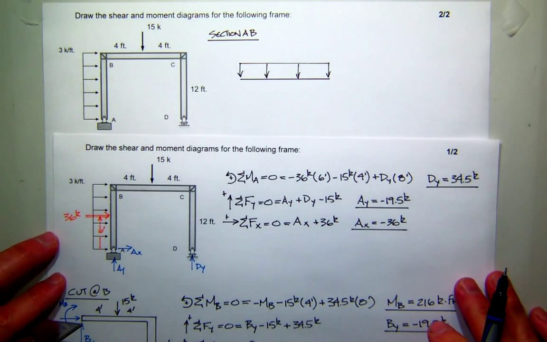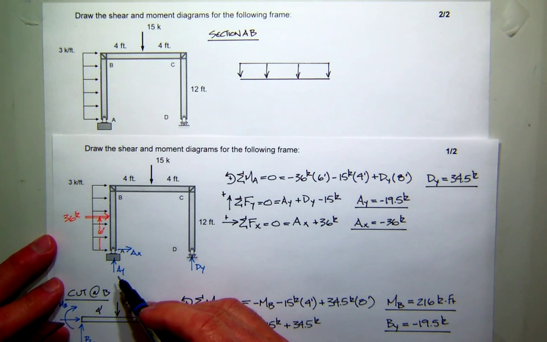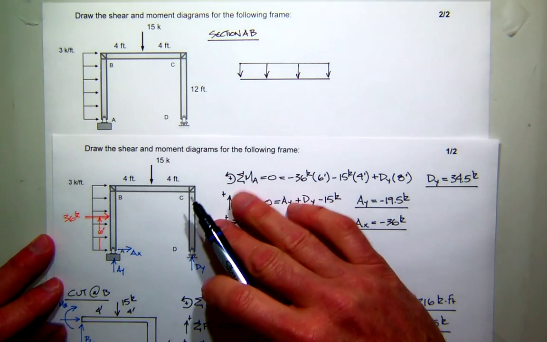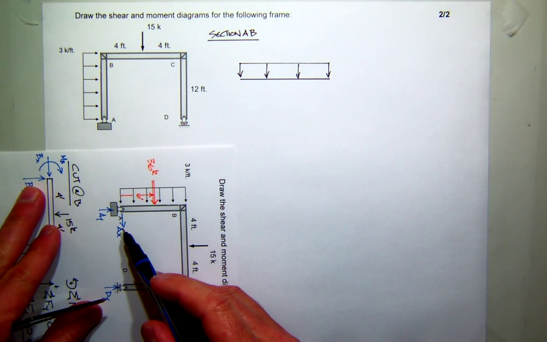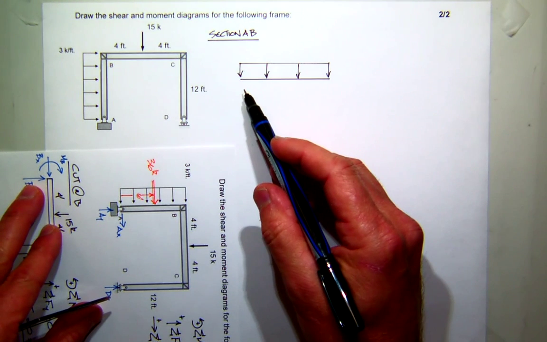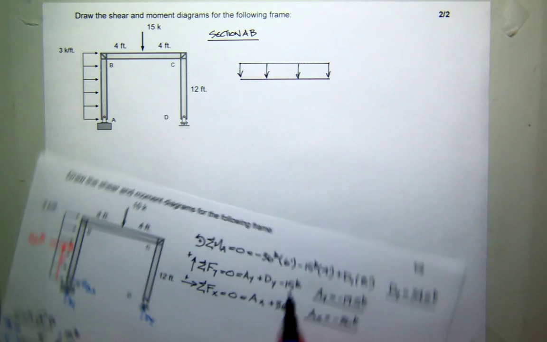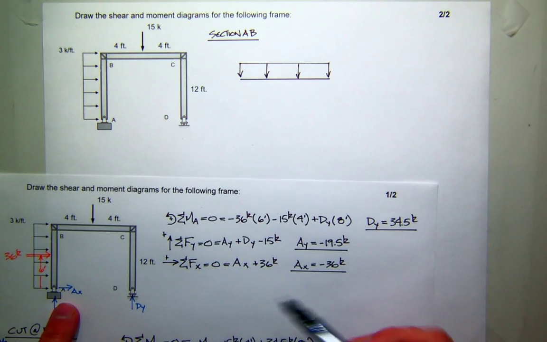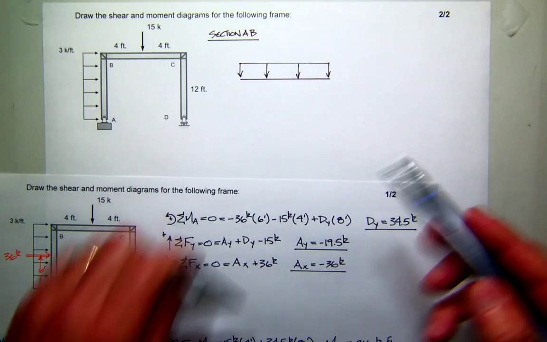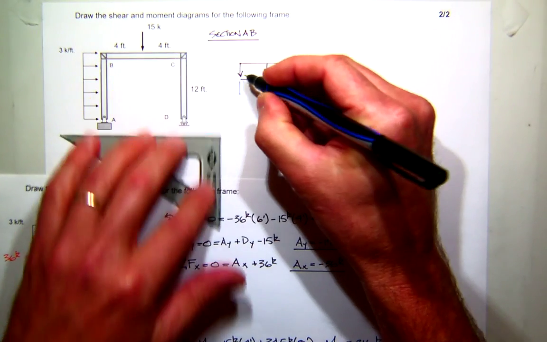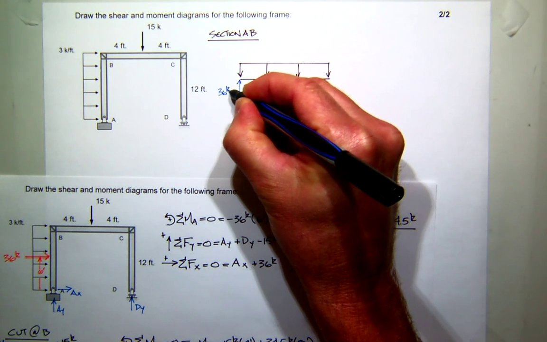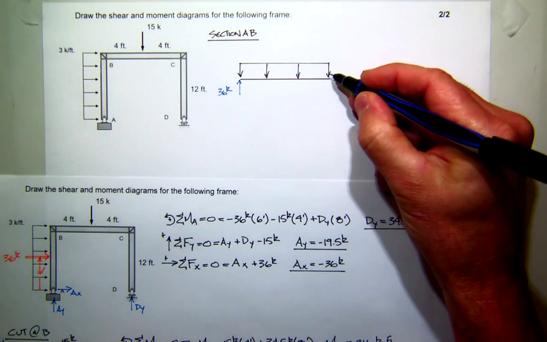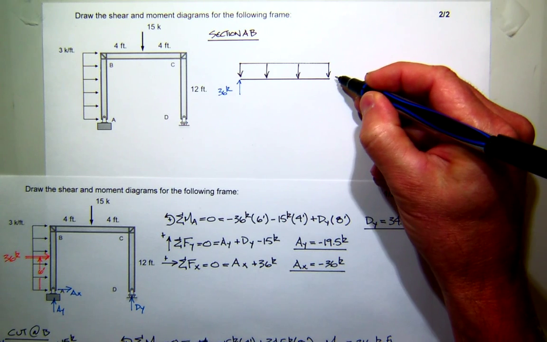Now let's go back and I'll put this here so you can see it. What were my reactions at A? Well, in this orientation, when I rotate it, here's my beam, AX is my shear force on the end. And what do we find AX to be? Okay, so that means it's actually to the left, which in this case is up, of 36 kips.